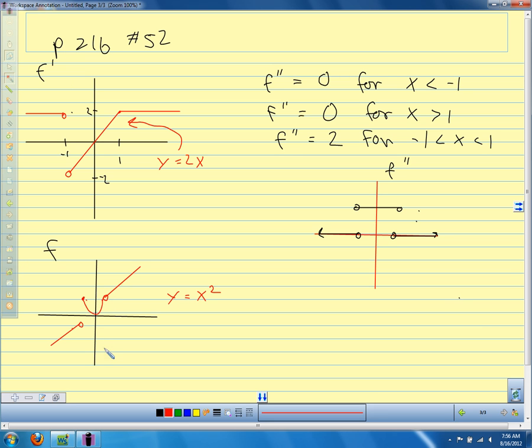All right, good. Let's look at a couple of others on page 216. Number 54.